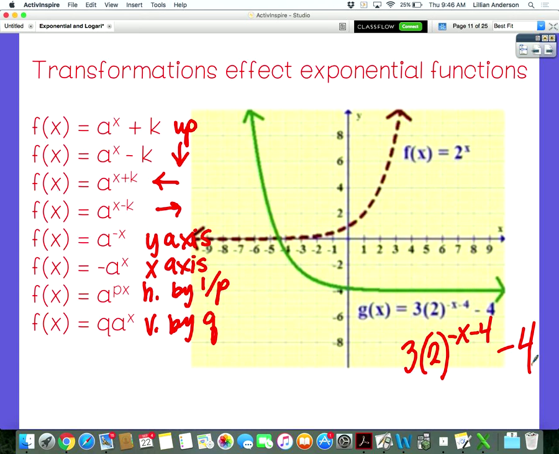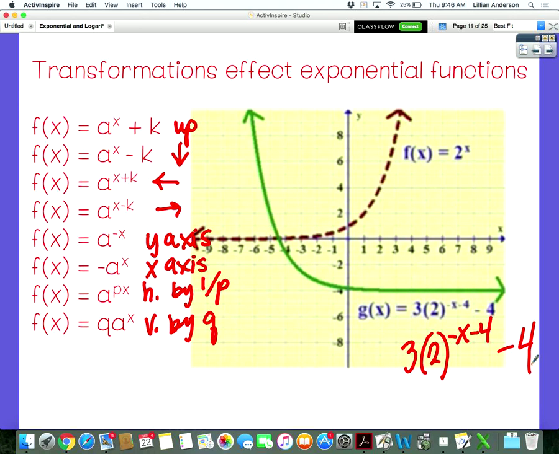But if it asks you to describe the geometric transformations, that basically means list the transformations, what's happened. Okay? So, what's happened? One person, give me one thing. Down 4. Right 4. It's flipped over the y-axis, hence the negative up there, and then vertical stretched by 3. All these things happen to form that graph.